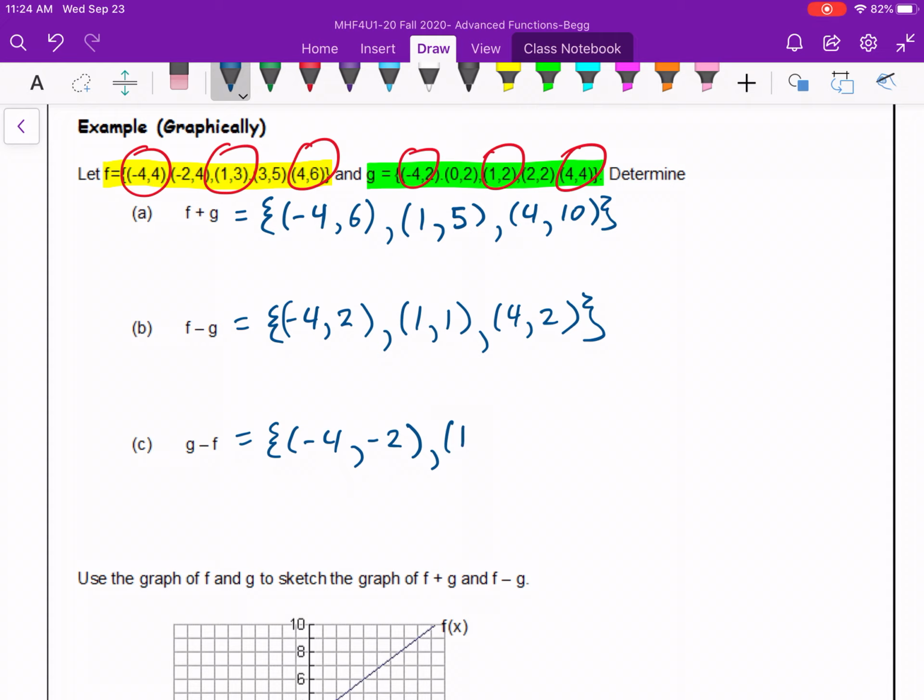I've got a 1, I've got 2 minus 3, which is negative 1. And I've got a 4, and I've got 4 minus 6, which is negative 2. Notice how, when I just switched the order of the subtraction around, I ended up with the same y values, but the signs were just opposite.